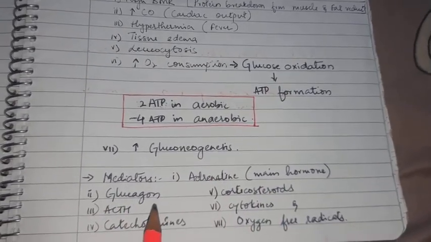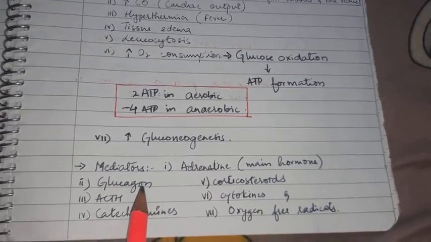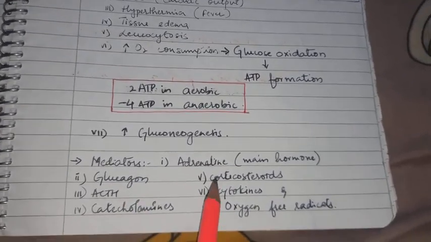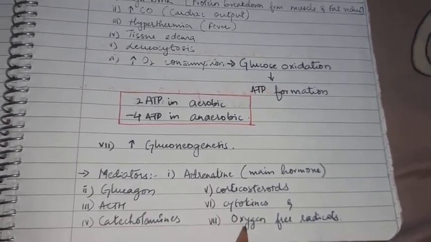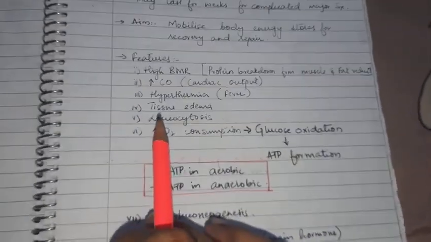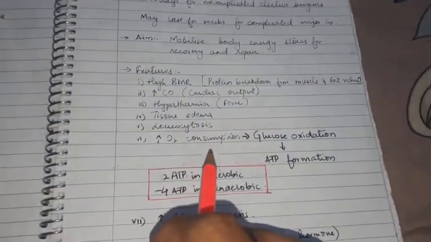Okay. Then next, all the other hormones which I mentioned earlier: glucagon, ACTH, catecholamines, corticosteroids, cytokines, and oxygen free radicals. All these are mediators of the flow phase. Right.